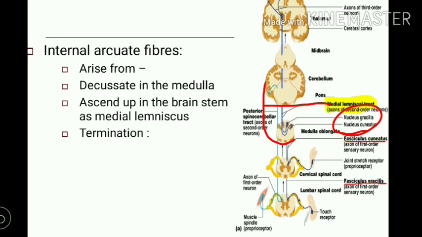Now this medial lemniscus ascends upward and ends in the thalamus. So the second order neurons, you can see here in the diagram, end in the thalamus on the opposite side. In which nucleus do they end? They end in the ventro-posterolateral nucleus of the thalamus. You can see here this is the thalamus, and they end in the ventral posterolateral nucleus of the thalamus.